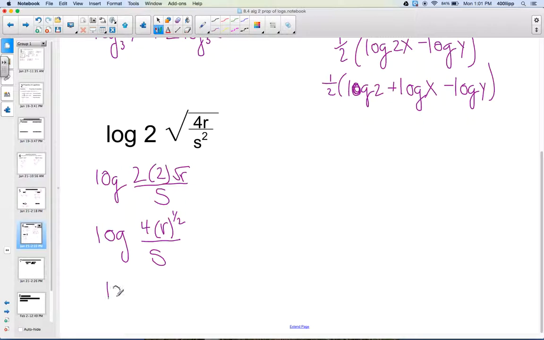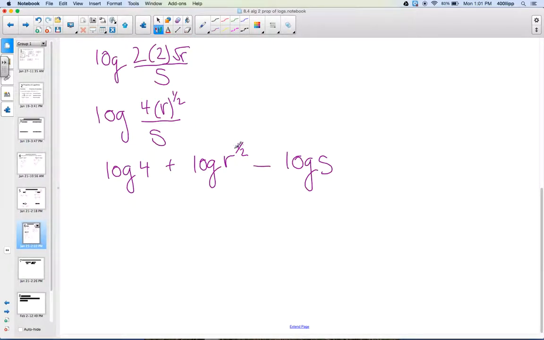So continuing here, I'll have log of 4 plus log of r to the 1/2. And then minus, because it's dividing, minus log of s. And then we'll just have one more step to do, which is to bring the half in front. So I'll have log of 4 plus a half log r minus log s.